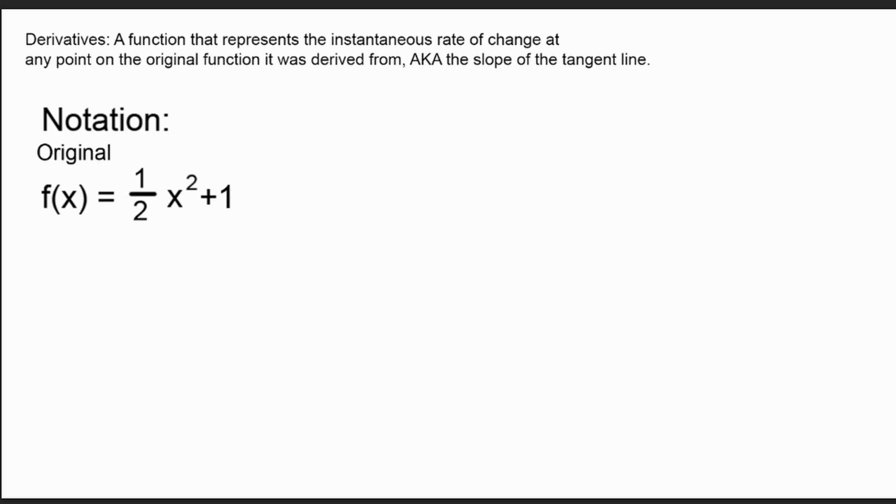One type of notation for a derivative is, for example, you've already seen the notation of a function written like f of x equals 1/2 x squared plus 1. To represent the derivative of this function, all we need to do is attach a prime symbol on the function like this, and we get f prime of x equals x.